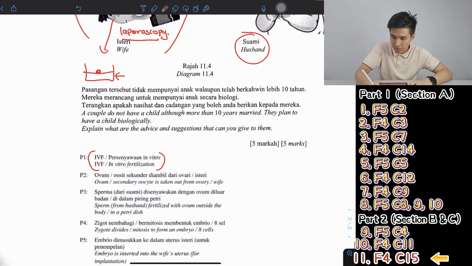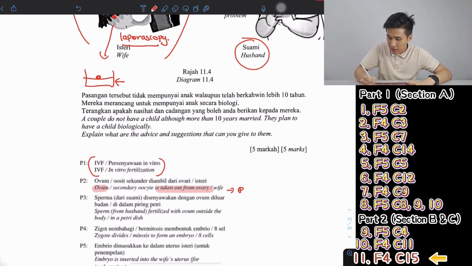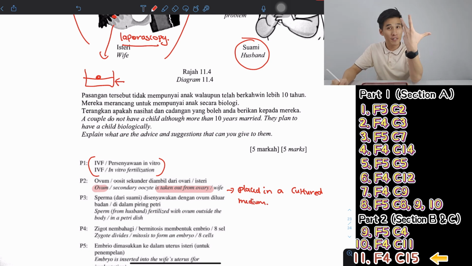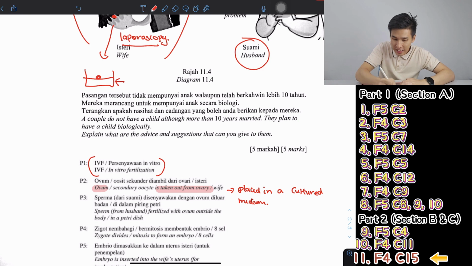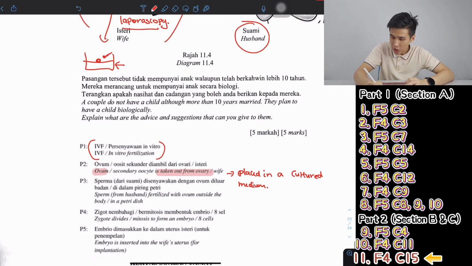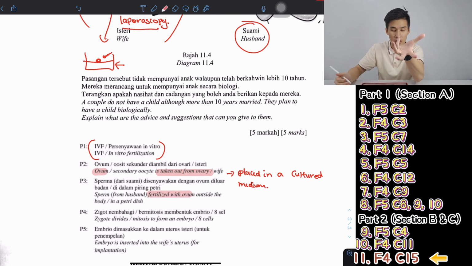Okay, the ovum is taken out from the ovary, and here I add one more point. You can say it's then placed in a cultured medium. Cultured medium is a nutrient solution so that the ovum can stay alive, because there are nutrients there. Then after that, they take the sperm from the father and fertilize the ovum inside this petri dish. This is called in vitro fertilization.